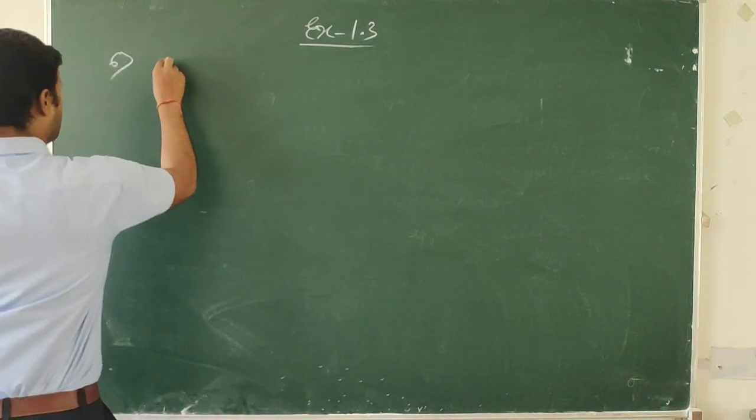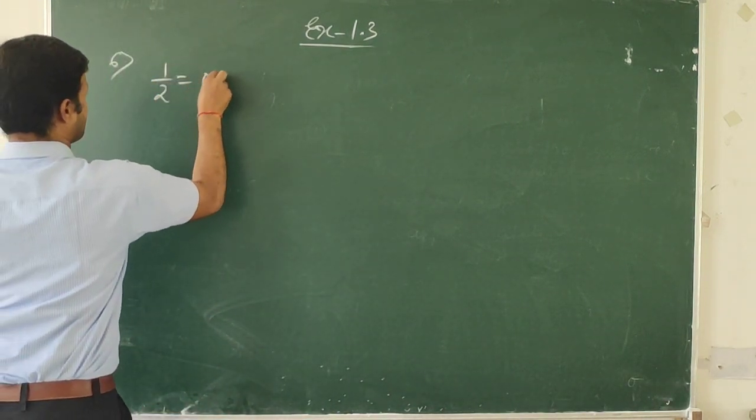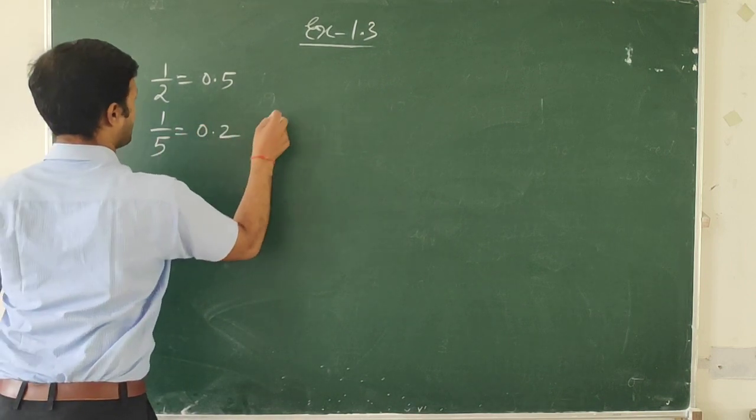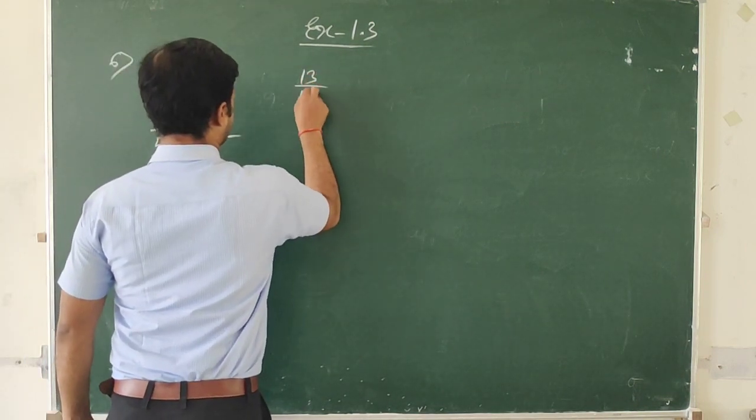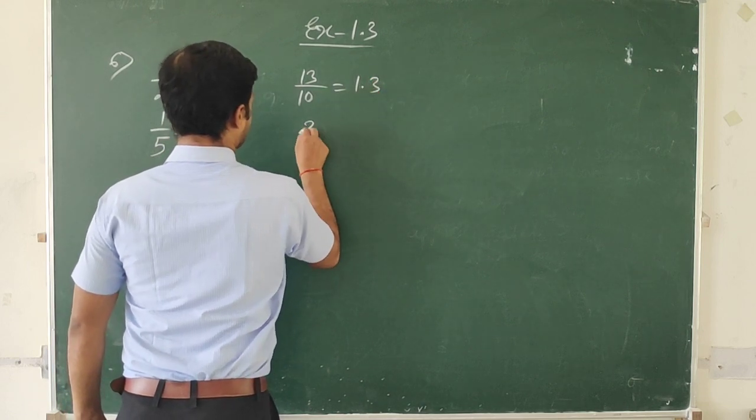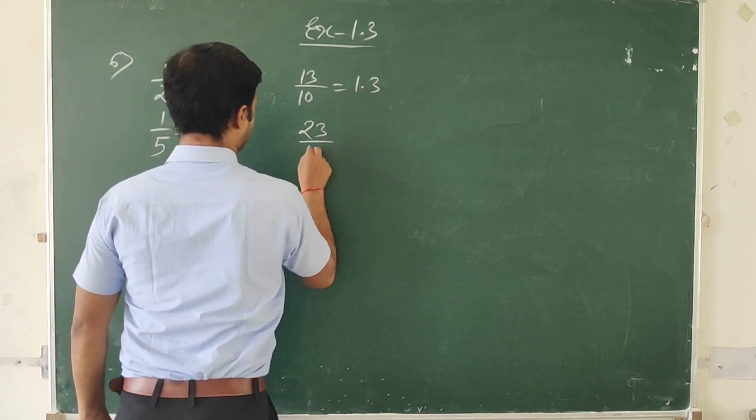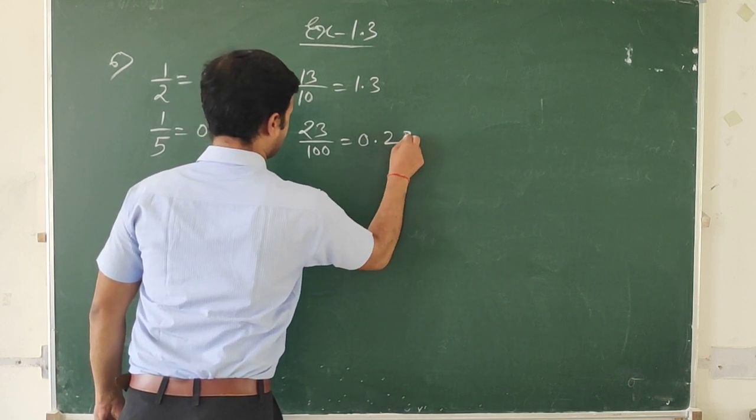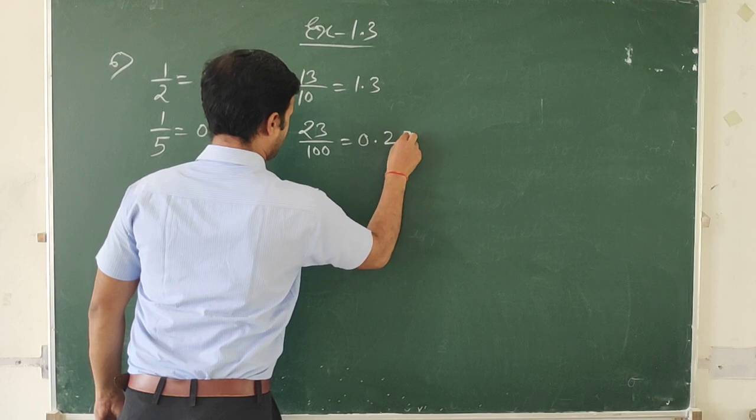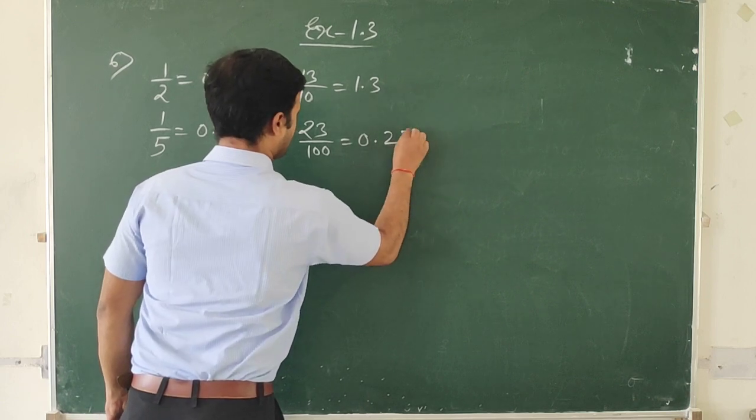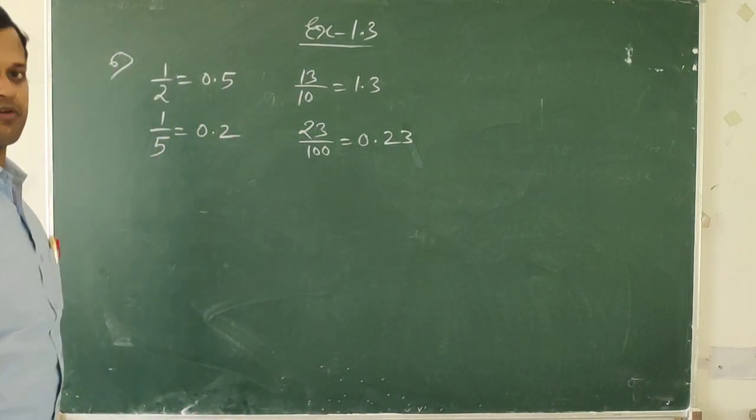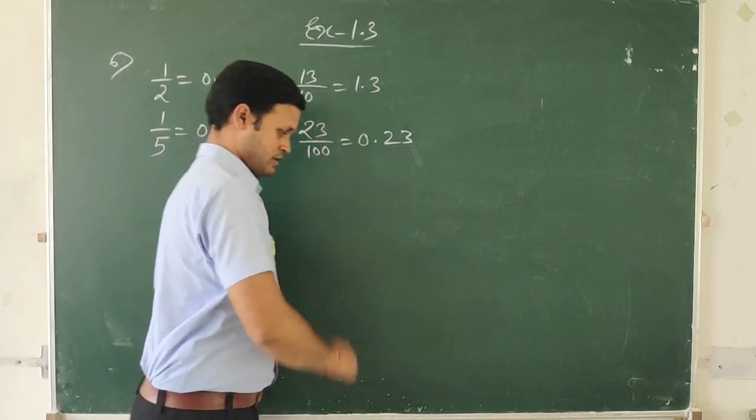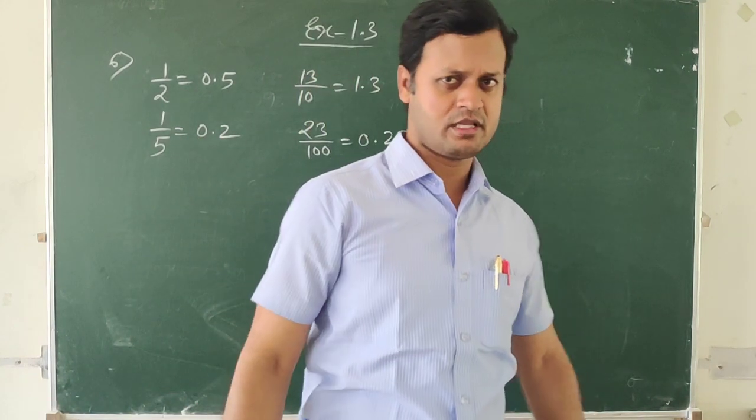Okay. So for example, 1 by 2 is equal to 0.5, 1 by 5 is equal to 0.2, then again 13 by 10 is equal to 1.3, 23 by 100 is 0.23. See here students, all the numbers are in the form p by q, isn't it? These are all rational numbers: 1 by 2, 1 by 5, 13 by 10, 23 by 100.